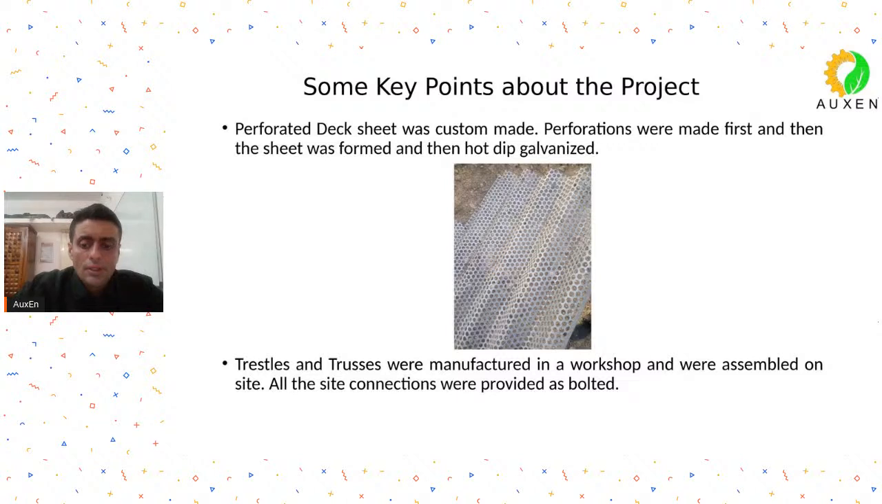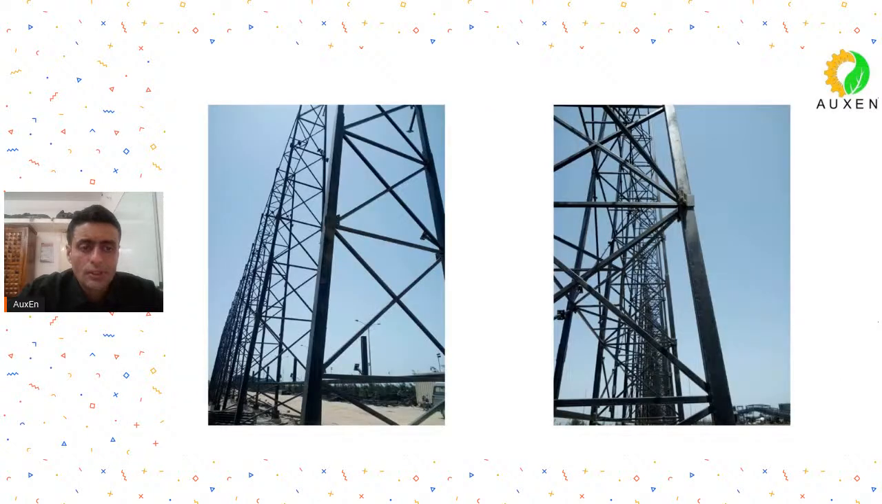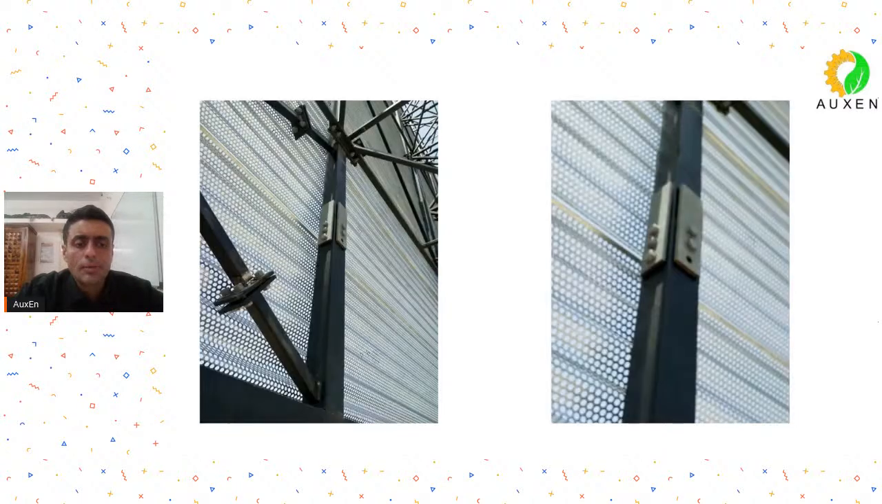Okay. So this was done, and it looked something like this. You can see the modules being assembled on site and connected through bolting. One figure that you see is of a column pedestal being cast. Here you see the trestles erected. Also you can see some bracing stubs, where the new bracings will be bolted, and so on. And this is the perforated deck sheet that you can see in a close-up picture.